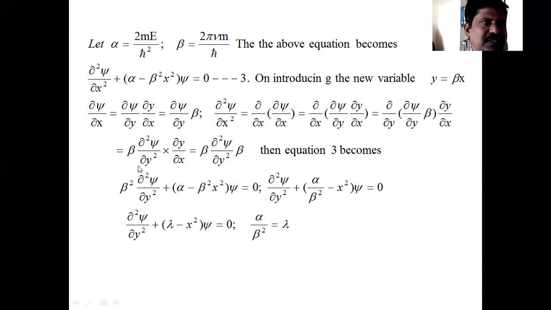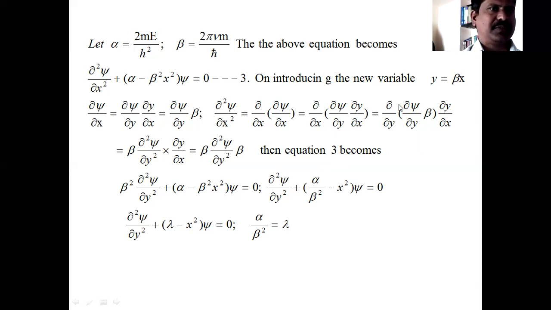So that your above equation becomes beta into ∂²ψ/∂y². So on making corrections, whatever here we change, that is ∂y ∂x into ∂ψ/∂y, ∂y/∂x is there. So I'm interchanging this one. When it comes to this side, it becomes ∂ψ/∂x. So ∂ψ/∂x is ∂ψ/∂y into beta. So that's what we insert.